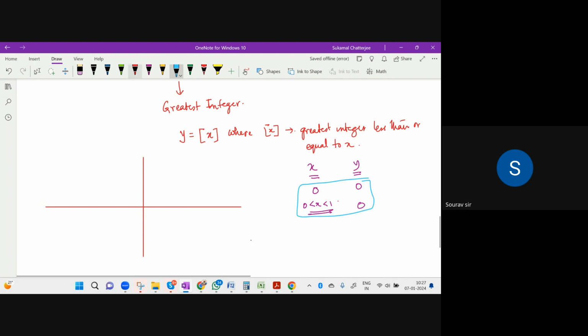Next, similarly, if you do x equal to 1, y becomes 1, and when it is lying between 1 and 2, then also it will be 1, right? And it will go on like this. So the values of the graph of the function will look like this.